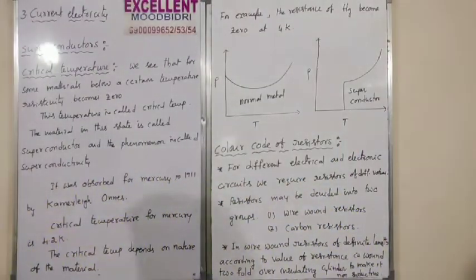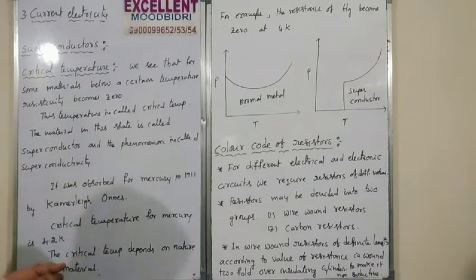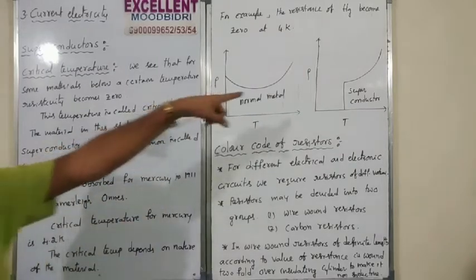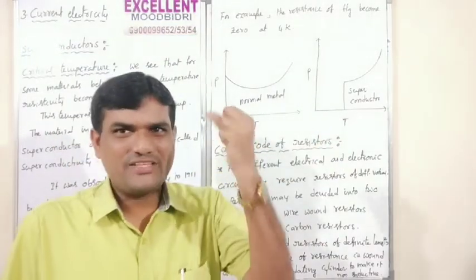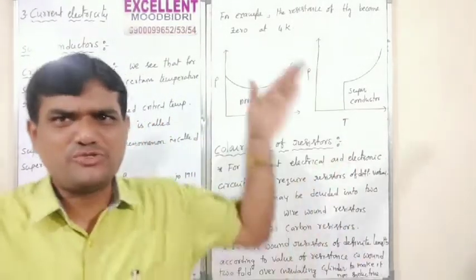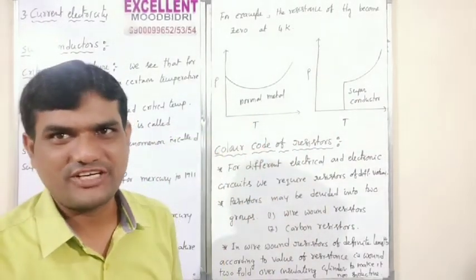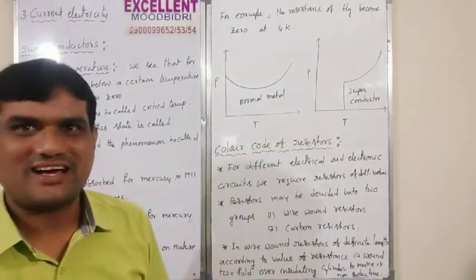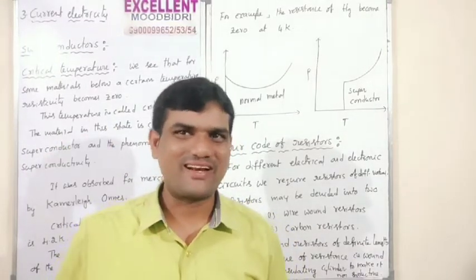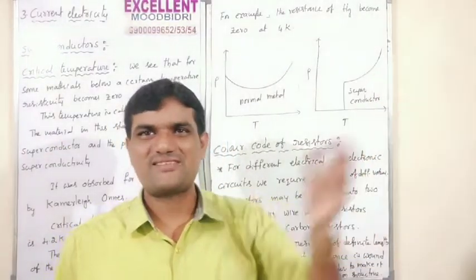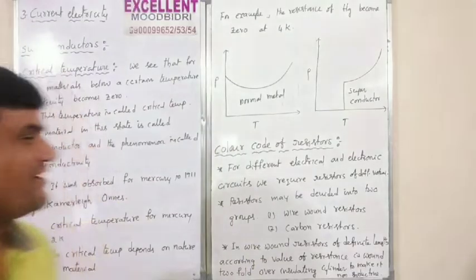Okay, you can observe here. The first one is critical temperature. Critical temperature. Yes or no? At a particular temperature, the resistivity becomes zero. That temperature is known as critical temperature, and those conductors are known as superconductors. That phenomenon is known as superconductivity. Are you clear? Okay, now we will see that.